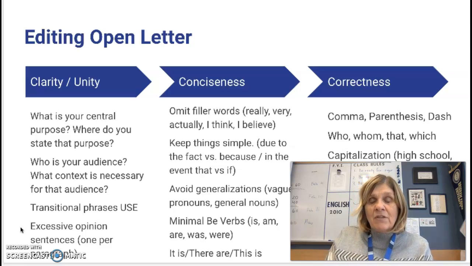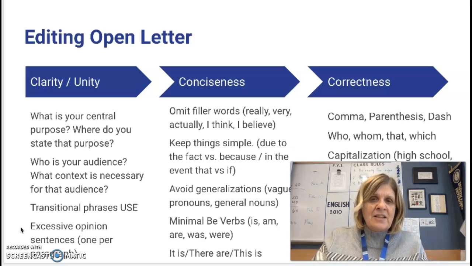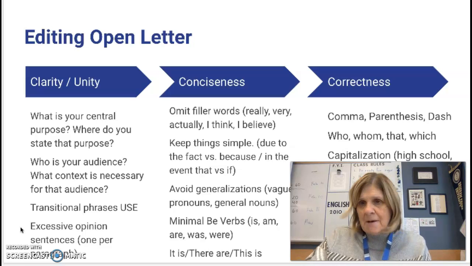Other times we have long, cumbersome phrases that oftentimes one word will replace and be a better choice, such as "due to the fact." A better way to say it is just "because," or "in the event that." A better way to say it is just "if." The next one, get rid of all of your vague pronouns and general nouns; be more specific with your diction, your language. Use "be" verbs minimally, and finally, get rid of dull sentences that start with "it is," "there are," "this is," "here are," things like that.